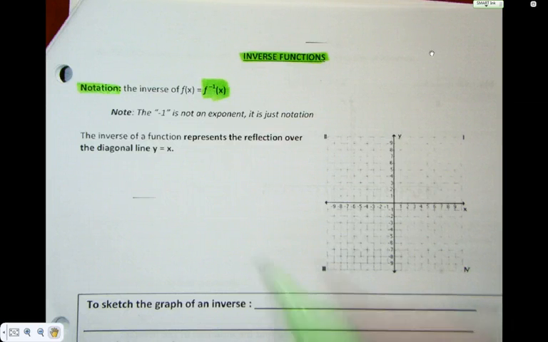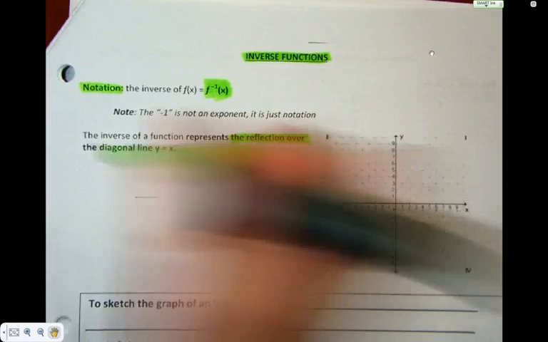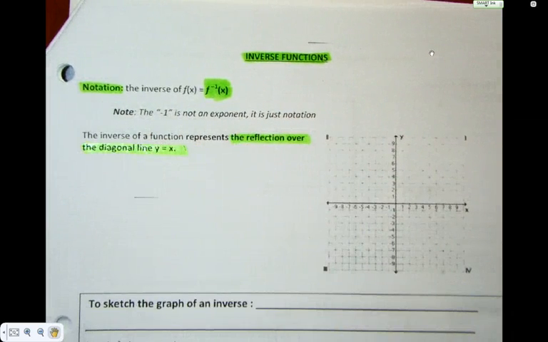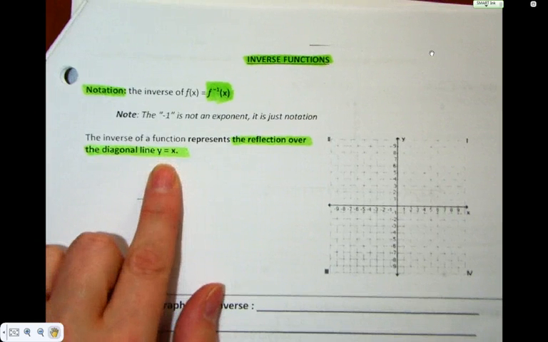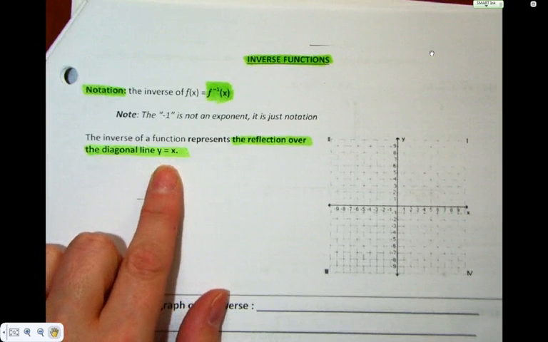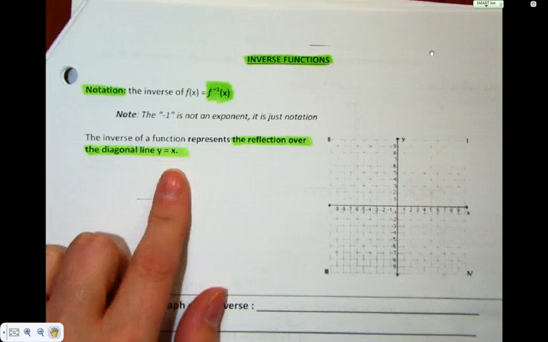What an inverse is, it's a reflection over the diagonal line y equal to x. What the heck does that mean? Well, y equal to x is just a linear function. So let's go back in our head to grade 10. y equals mx plus b. Tell me how to graph a line.